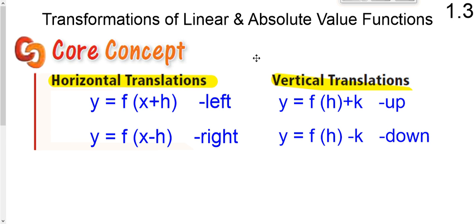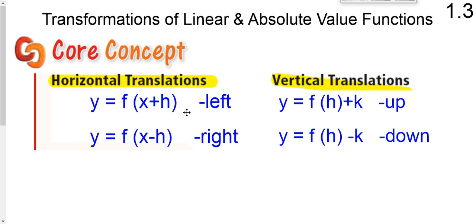Here we are with section 1.3, transformations of linear and absolute value functions. In the previous section, we looked at 4 parent functions, and now we are going to narrow it down and just look at 2, specifically linear and absolute value. In both of those parent functions, remember I was telling you, it's going to be a lot easier if we look at the equation and let the equation tell us what's going on.